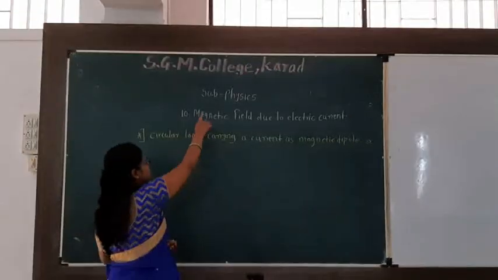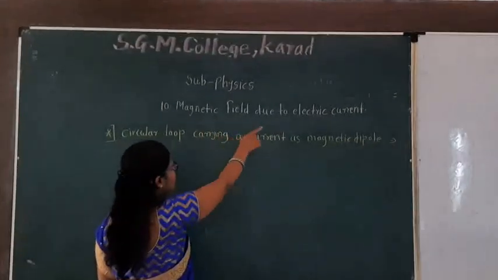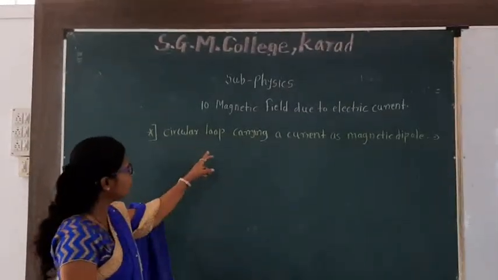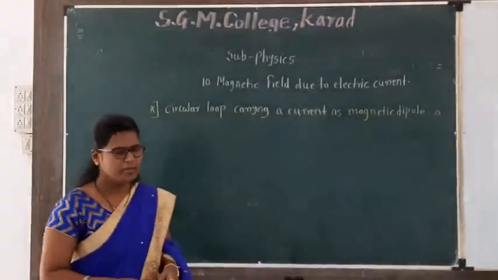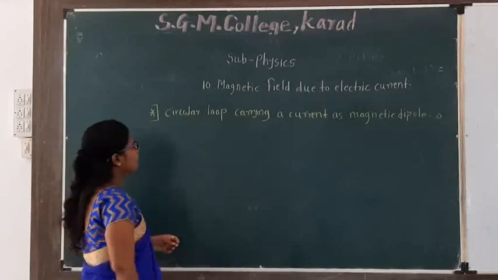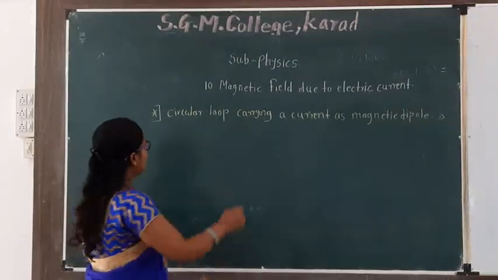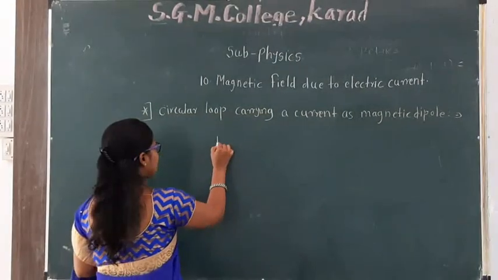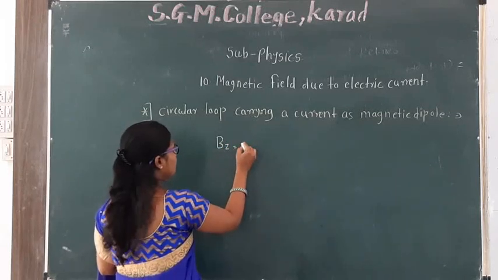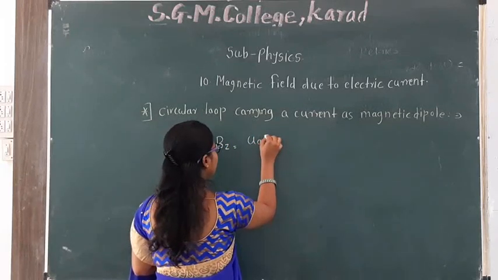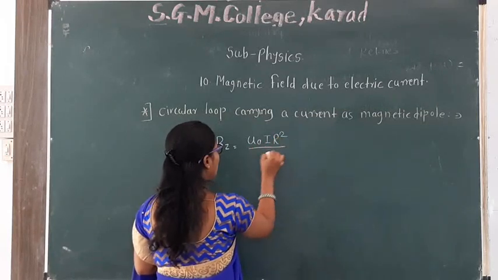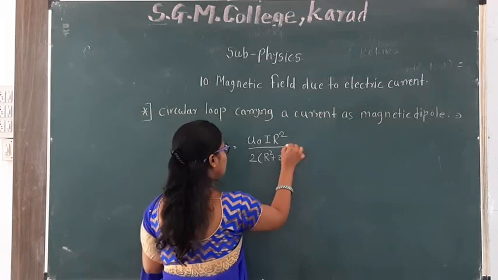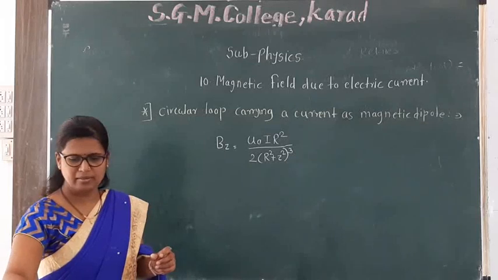Today we are going to learn the subject physics, 10th topic, magnetic field due to electric current. Let me see the next article, circular loop carrying current as a magnetic dipole. In the last lecture we studied the equation for the circular loop along the z axis: Bz is equal to mu 0 I r square upon 2 (r square plus z square) to the power 3 by 2. This equation we learnt last lecture.